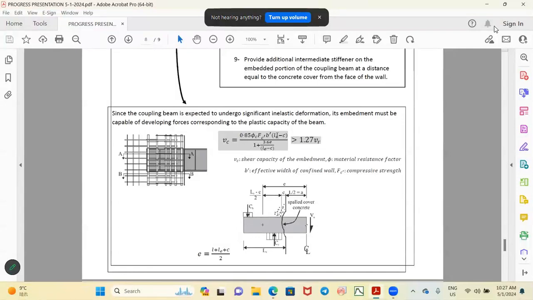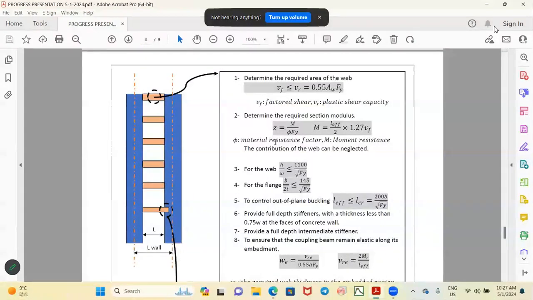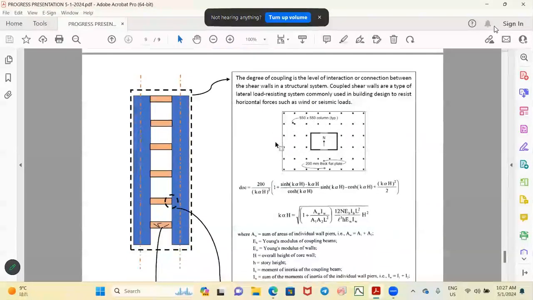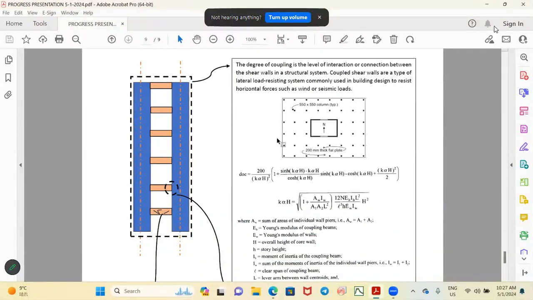Then after getting the required embedment length and after estimating the size of the steel coupling beam, we also can calculate the degree of coupling of our coupling beam system in a building. You can estimate the interaction or the connection between our coupling beam system and the structure system. He proposed two formulas. I just presented here one of them.